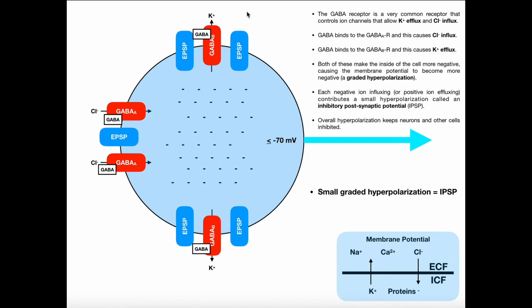Okay? Another kind we can have is GABA B. GABA B also binds GABA, so GABA is floating around here. GABA binds to the GABA B receptor, but in this case it controls a potassium channel, and so potassium effluxes. That's removing positive charge from the inside of the cell, which overall makes the inside of the cell more negative.